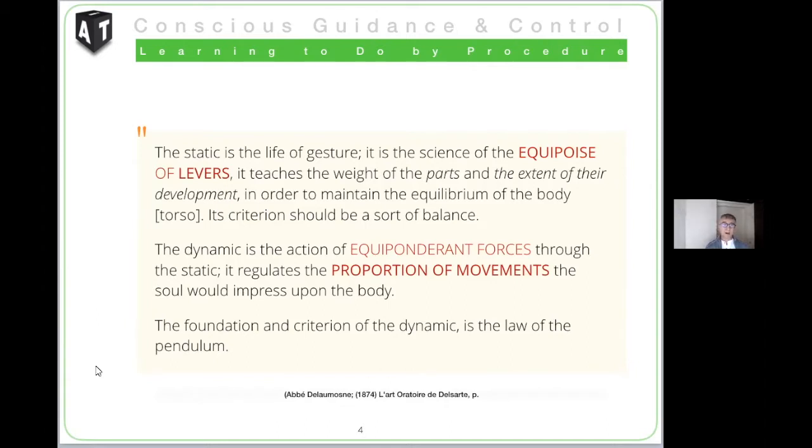So the static, how do we understand the static? For Delaumosne, who is simply quoting Delsart, it is the science of the equipoise of levers. It teaches the weight of the parts and the extent of their development in order to maintain the equilibrium of the body. Its criterion should be a sort of balance. The dynamic is the action of equiponderant forces through the static. It regulates the proportion of movement the soul would impress upon the body. The foundation and criterion of the dynamic is the law of the pendulum.